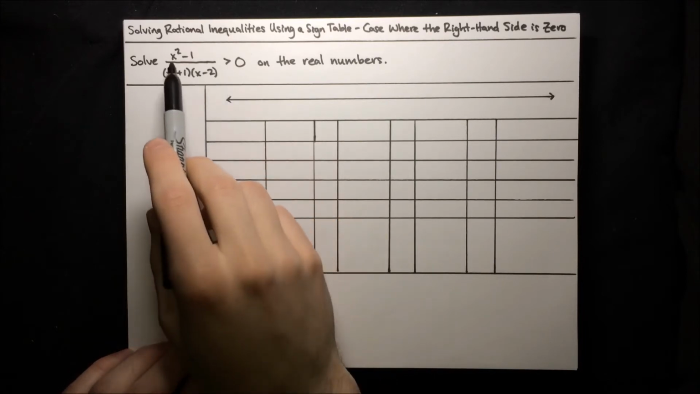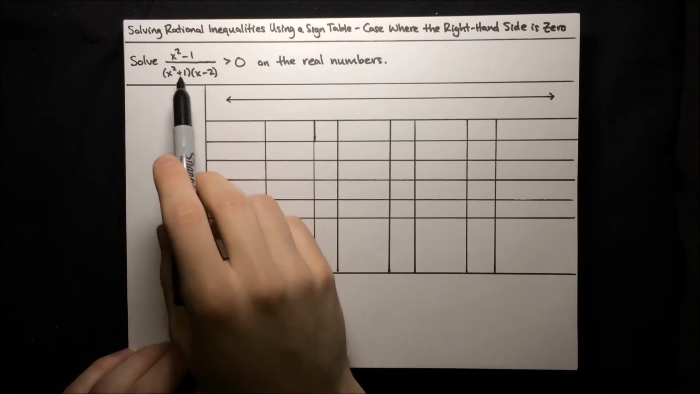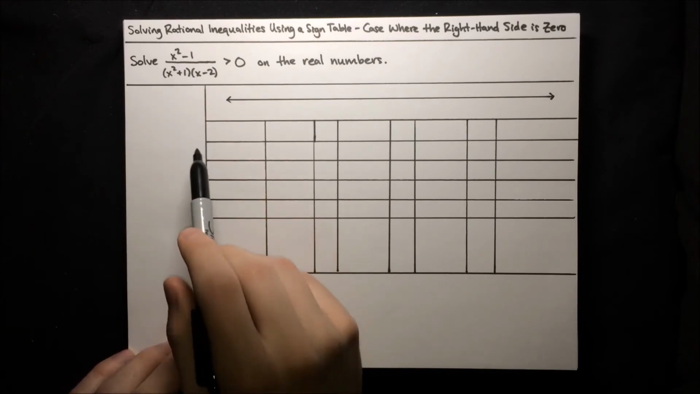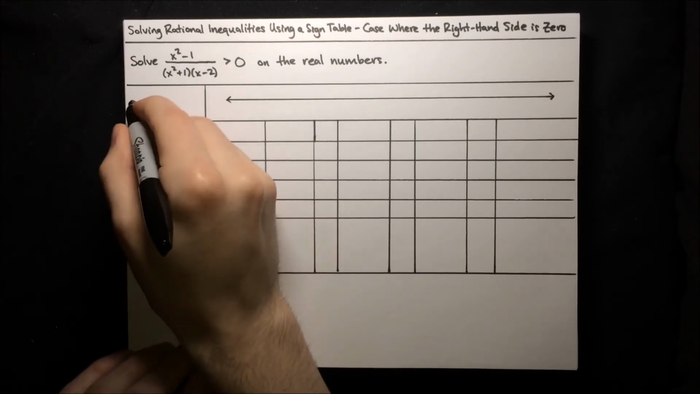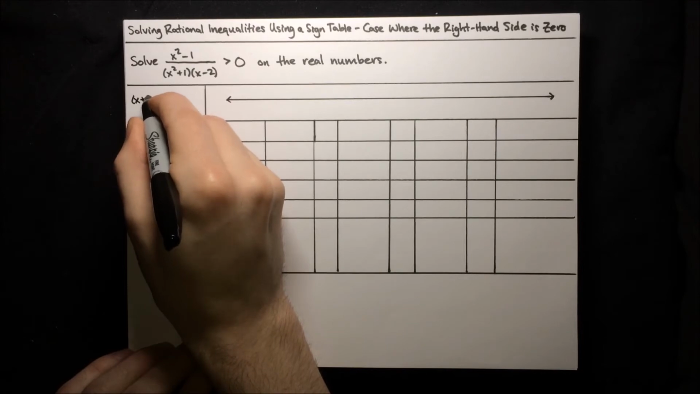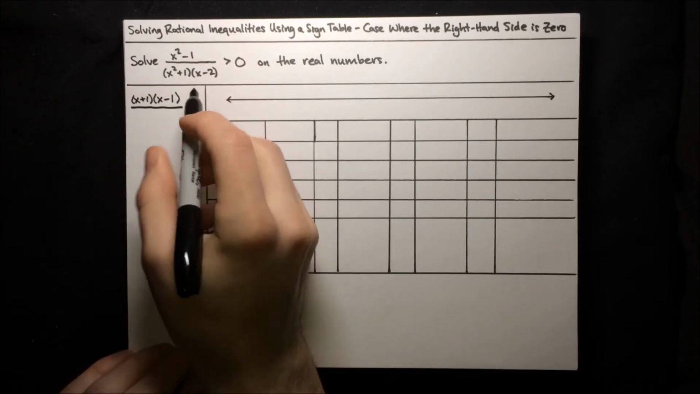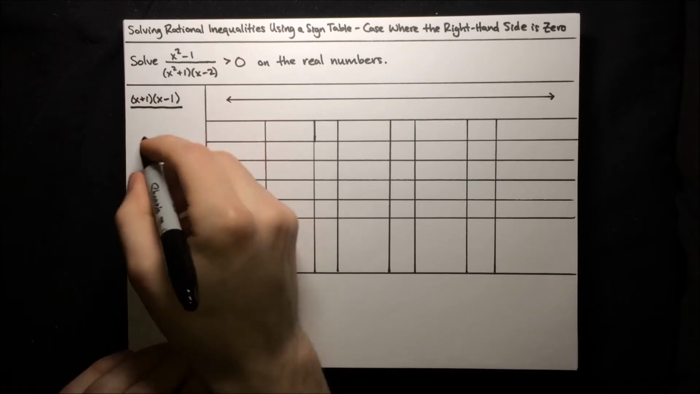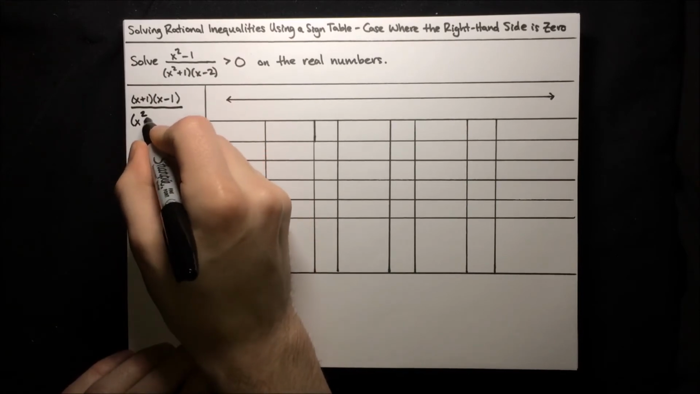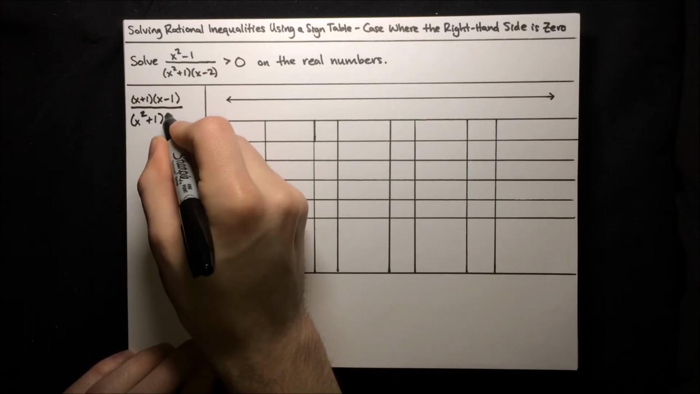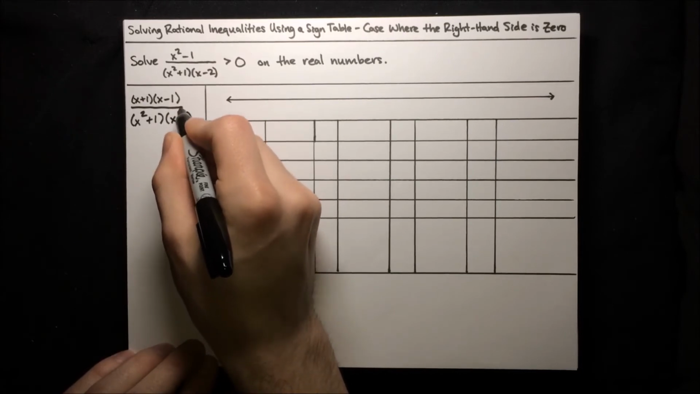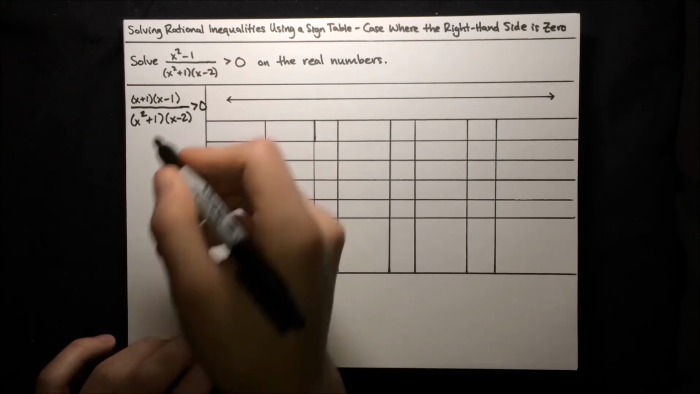Let's start off by factoring this inequality a little bit more. We see that the top can be factored a bit. x² - 1 is just (x + 1)(x - 1). Can we factor the denominator anymore? x² + 1, no, we can't factor that anymore, so we'll just leave it. x² + 1 and x - 2, and that is greater than 0.